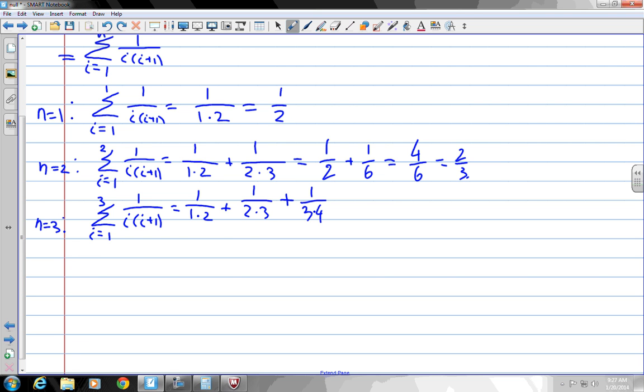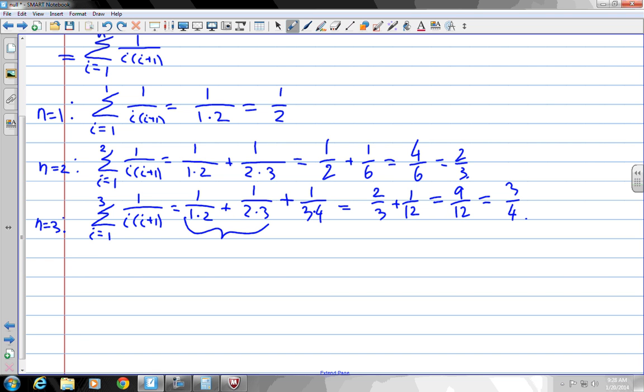Now, I know the sum of the first two. That's my previous step. I know the first two add up to 2/3, right? I know that much, so I can actually expedite the process. Write it as 2/3 plus 1/12. Do the common denominator. Common denominator is 12, so multiply the first fraction by 4. So that becomes 8 plus 1, 9 over 12, which reduces to 3/4.